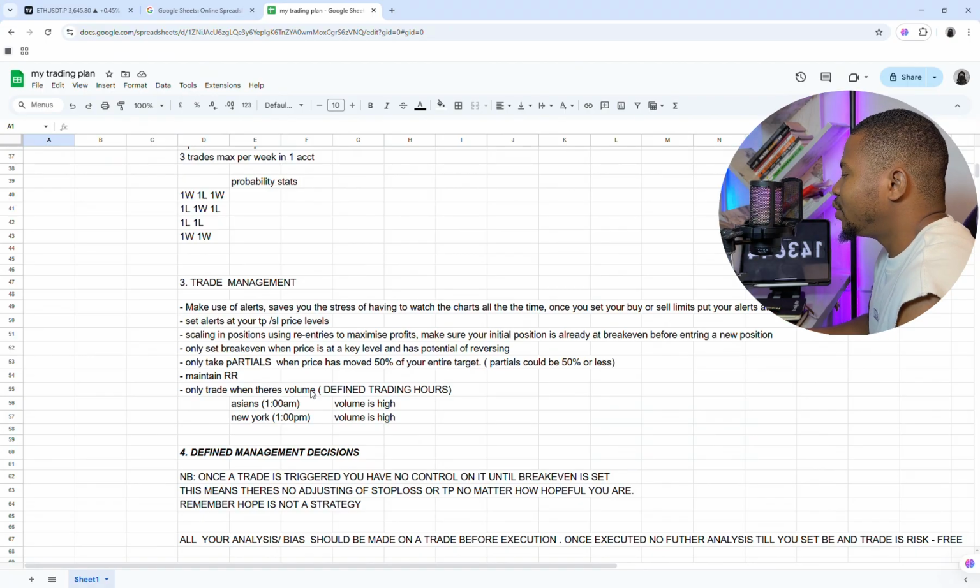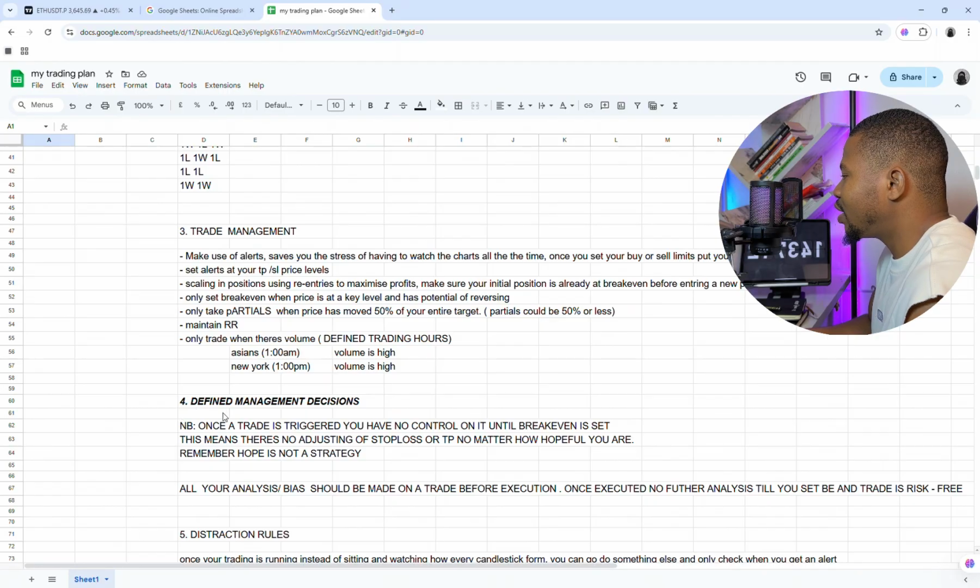Now, after my years and months of study, I've discovered that Asian and New York or gold are actually trading hours where the volume is high, where you're likely to get a big move in the market. Asian, I am usually active during 1 a.m. This is when Asian opens and volume is usually high. During New York, which is 1 p.m., as well.